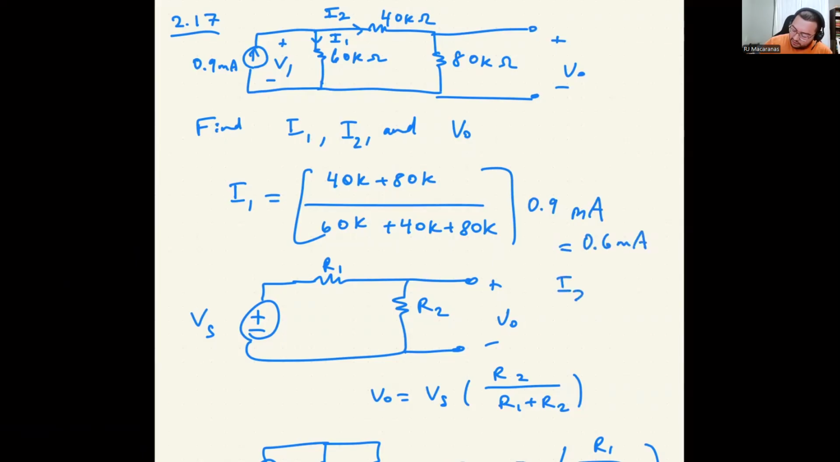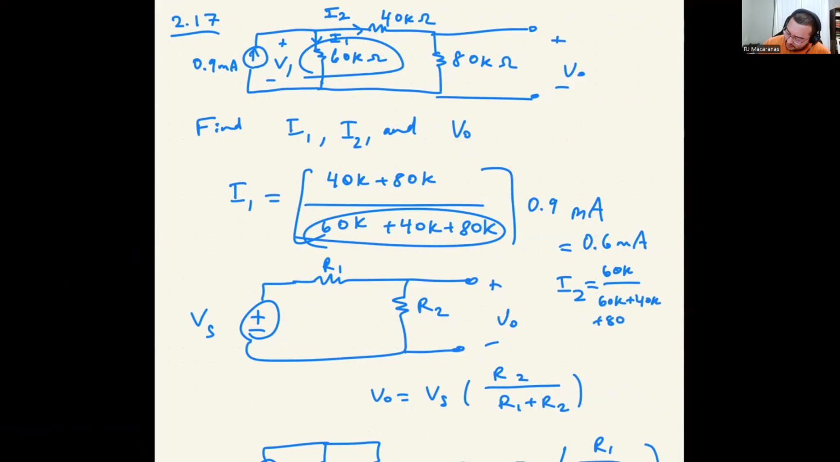And you can follow the same process for I2, right? Just take the other path here. So that's 60K divided by this guy here, just the sum of all of them. And I'm running out of space, of course. And so this ends up being 0.3 milliamps.